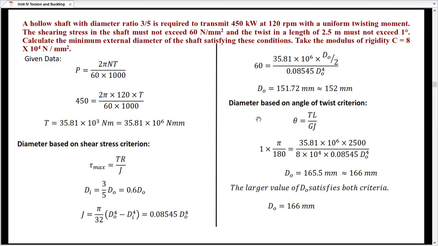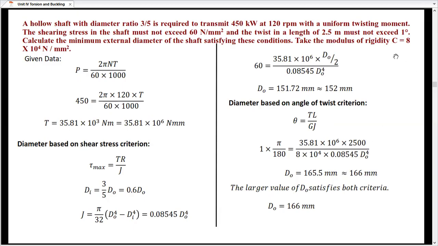Now in the second case, diameter based on angle of twist. Again, theta is given in degree. Convert that value in radian. Theta is equal to torque into length upon G into J, that is torque into length upon modulus of rigidity into polar moment of inertia. So we have theta 1 degree, 1 into pi by 180. Torque is 35.81 into 10 raised to 6. Length is given 2.5 meter. Convert that value into mm, 2500 mm.